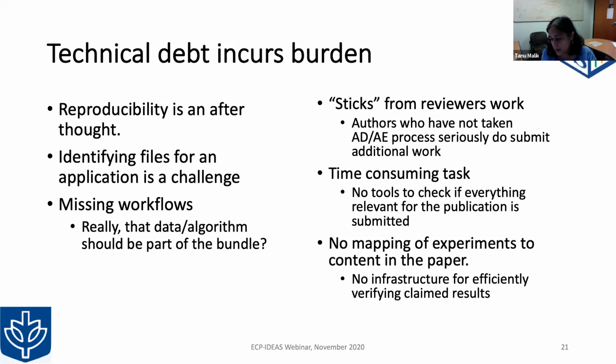So clearly this is a time-consuming task. It did not happen in phase 1, as we are seeing. Very few authors could submit it. And even in phase 2, it was a hard thing to get them to submit the complete workflow. And there was no mapping of experiments to content in the paper. And I would say it was not even that, as the conference itself did not have the infrastructure to establish the verification of the final claims. And that is something that should be done.